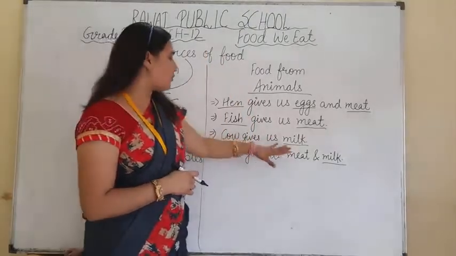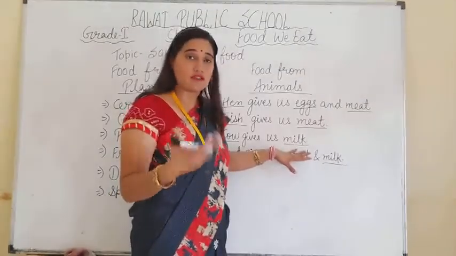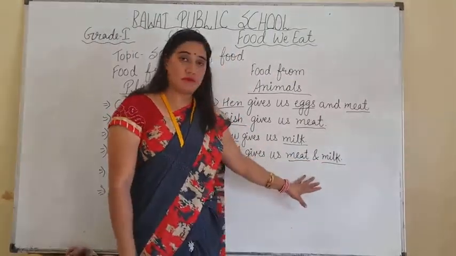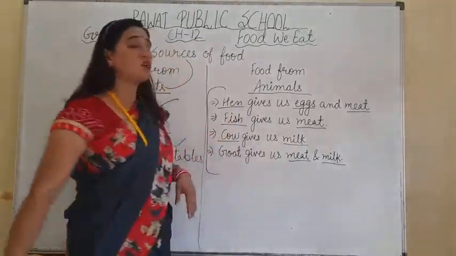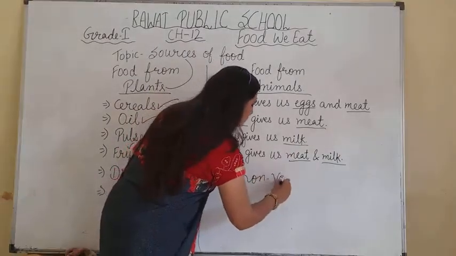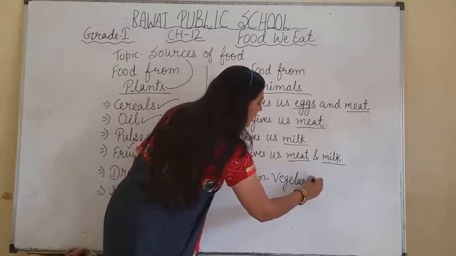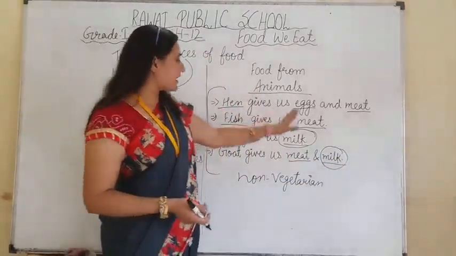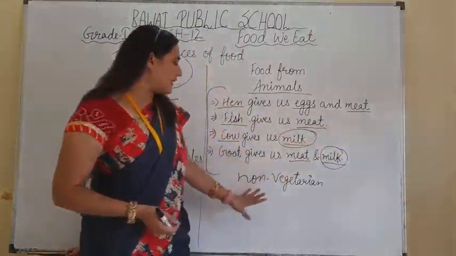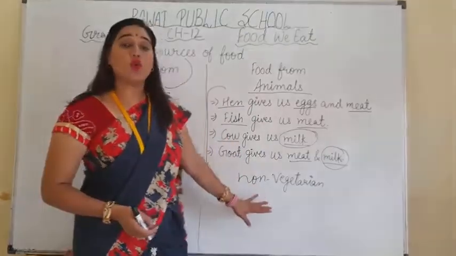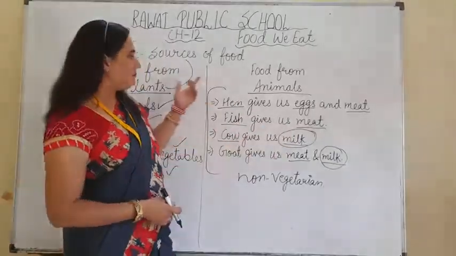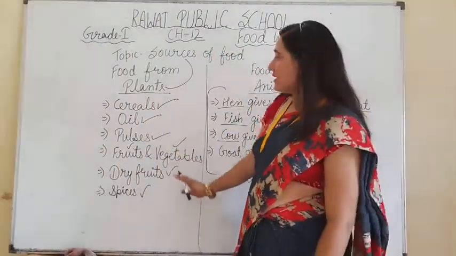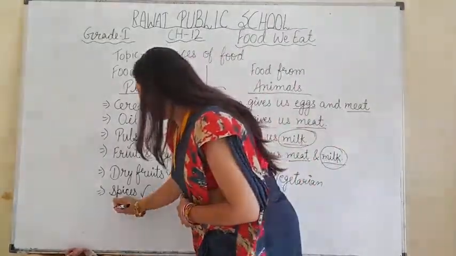So we get milk from cow and from that milk we make so many different kinds of milk products. God gives us meat as well as milk. God se hame milk bhi milta hai aur meat bhi milta hai. See, this kind of food item is most probably used by non-vegetarians. Milk can be taken by everyone, vegetarian and non-vegetarian. But the other things, eggs and meat, are only food for those who are non-vegetarian. Those who get both kinds of food items, from plants and from animals, we call non-vegetarians. And those who have only food that comes from plants as well as milk from cow are called vegetarians.